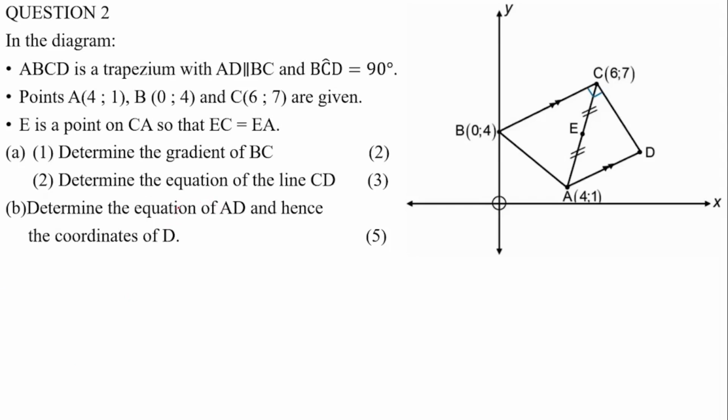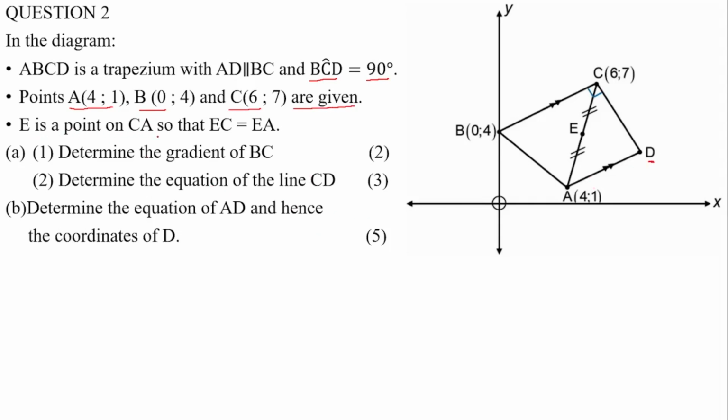Welcome back. Let's do question 2. In the diagram, ABCD is a trapezium. This is ABCD, right, with AD parallel to BC, and angle BCD is 90 degrees. Points A, B, and C are given, right? We're not given point D. We're not given the coordinates of point D.